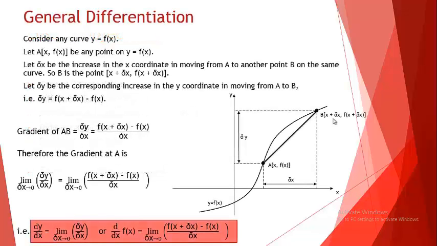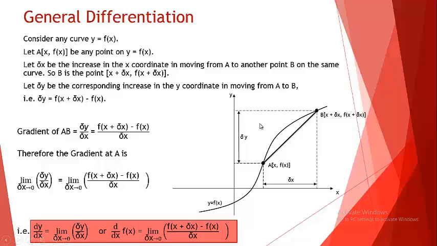General differentiation. Consider any curve y equals f of x. So the curve is shown in this diagram. Let A, x comma f of x, be any point on y equals f of x. Let delta x be the increase in the x coordinate in moving from A to another point B on the same curve. So B is the point x plus delta x comma f of x plus delta x. Let delta y be the corresponding increase in the y coordinate in moving from A to B. That is, delta y equals f of x plus delta x, take away f of x.